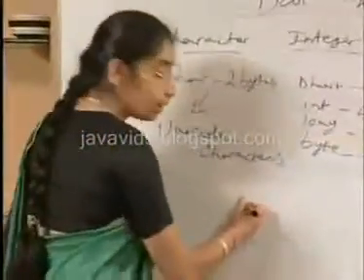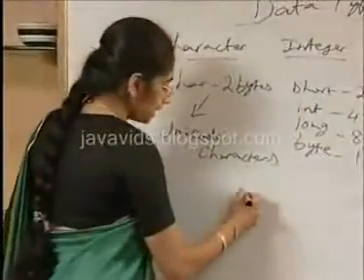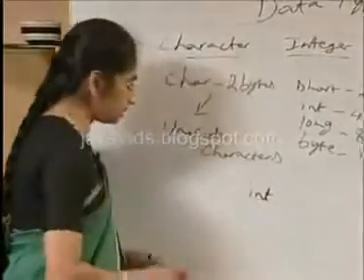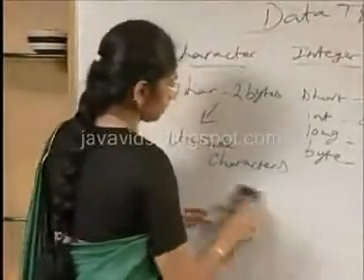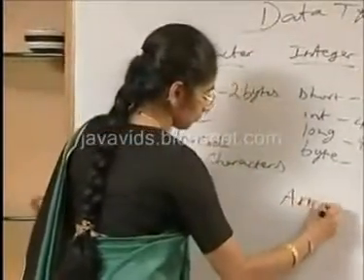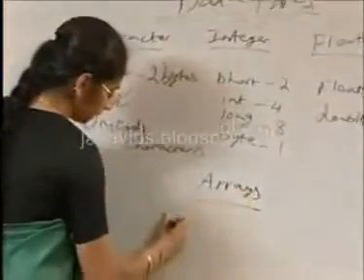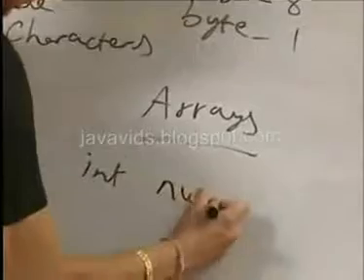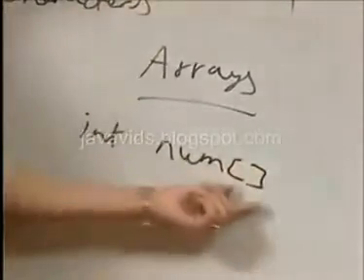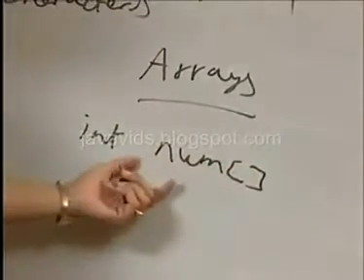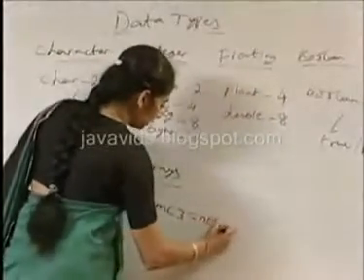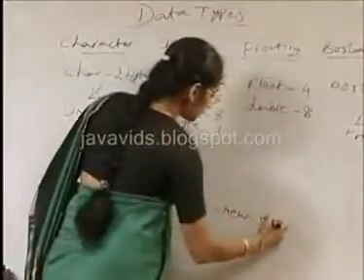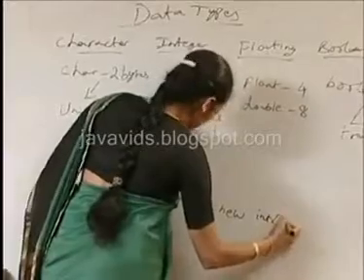We have arrays. Arrays are objects in Java. So if you want to create, for example, an integer array, you would create it likewise. For example, int num. This bracket can be placed either after or anywhere before. Is equal to, you need to say new int followed by how many elements in an array.